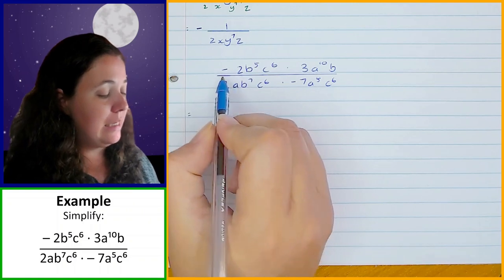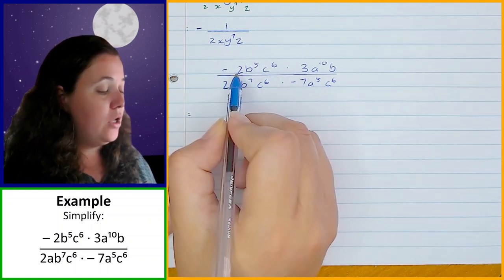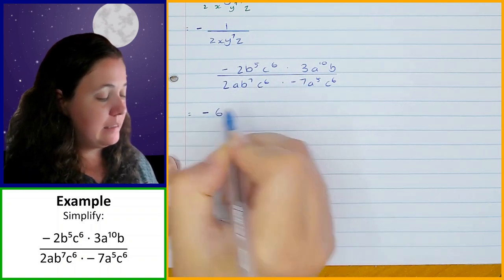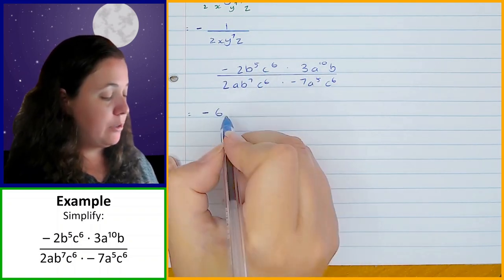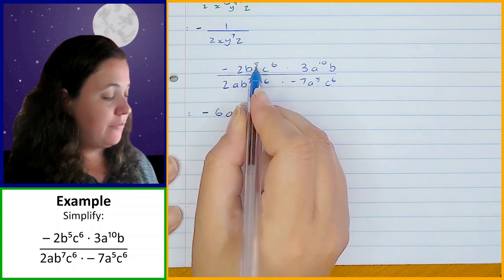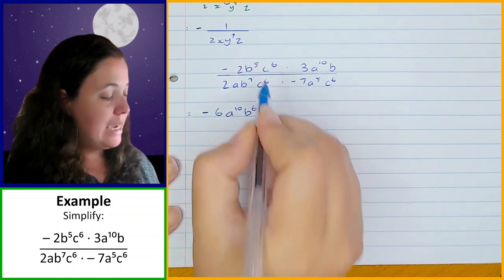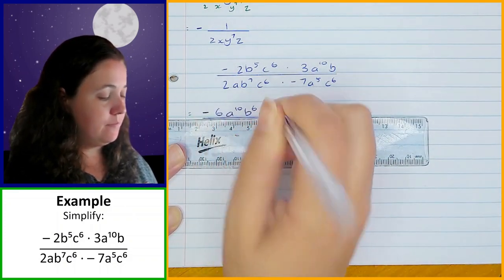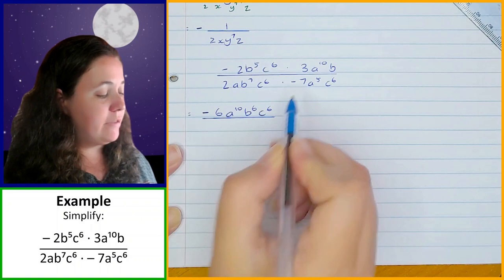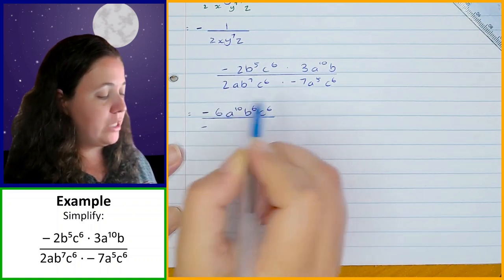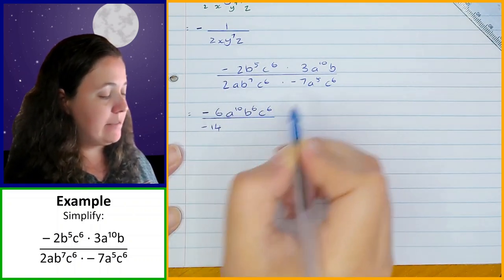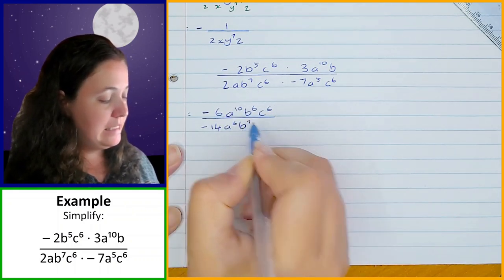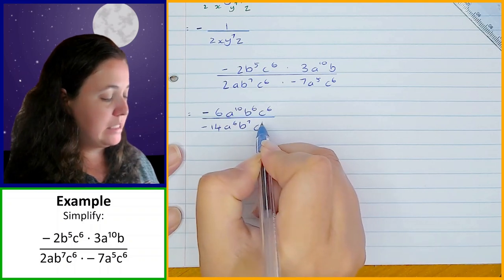So I've got in my numerator over here, negative times a positive is negative. Then I've got 2 times 3 is 6. Then I've got a to the power of 10. B to the power of 5 times b is b to the power of 6. And then I've got c to the power of 6. Over, a positive times a negative is also negative. 2 times 7 is 14. A times a to the power of 5 is a to the power of 6. B to the power of 7 stays as it is, and then c to the power of 6 times c to the power of 6 is c to the power of 12.